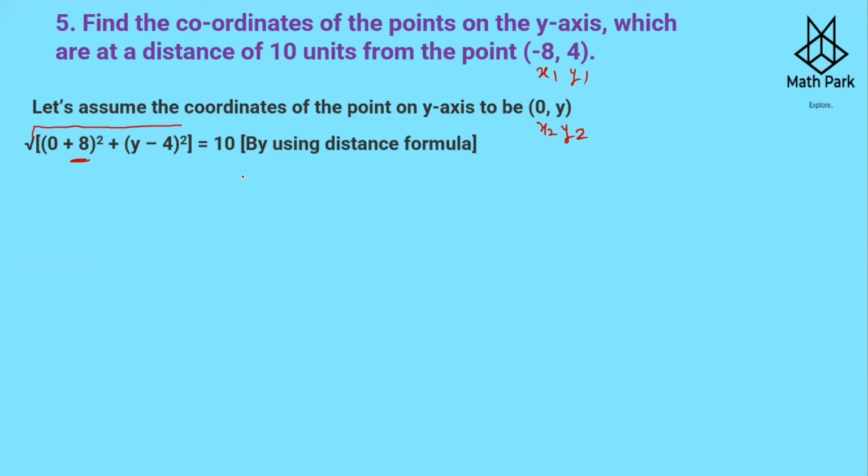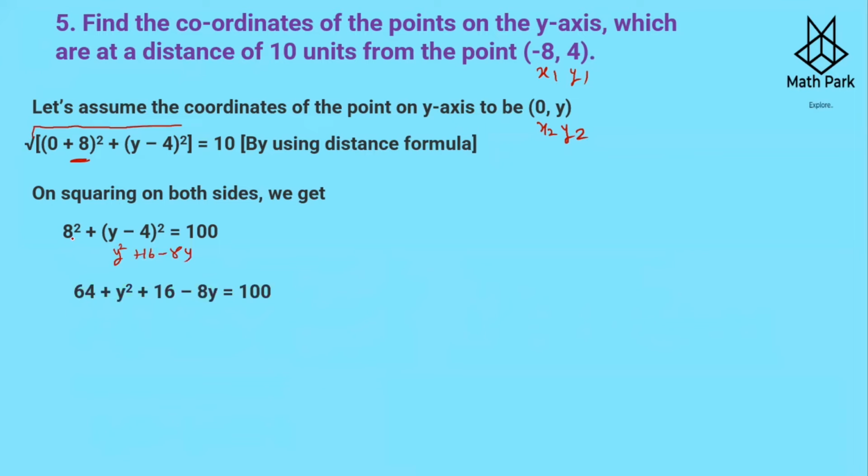Now we square both sides to remove this square root. On squaring both sides, we get 8² + (y − 4)² = 10², which is 100. Using (a − b)² = a² + b² − 2ab, we get y² + 16 − 8y. 8² is 64, and 64 plus 16 is 80. Then you bring 100 over here, so 80 minus 100, you get −20.